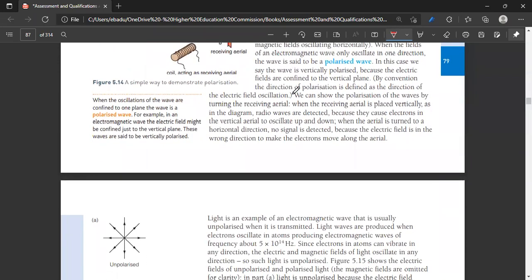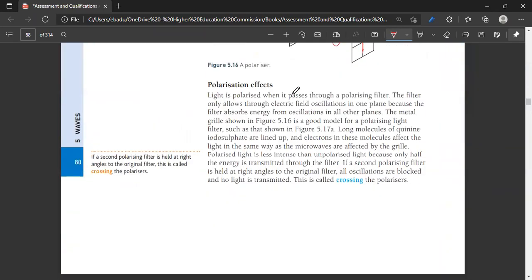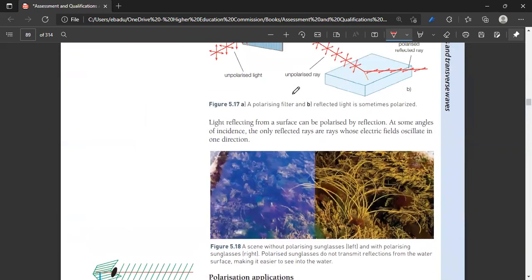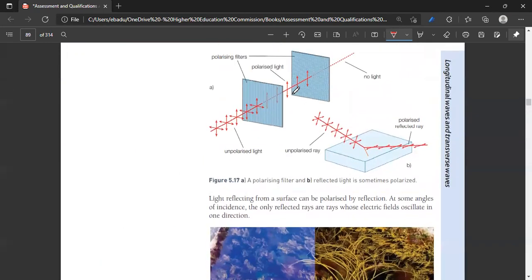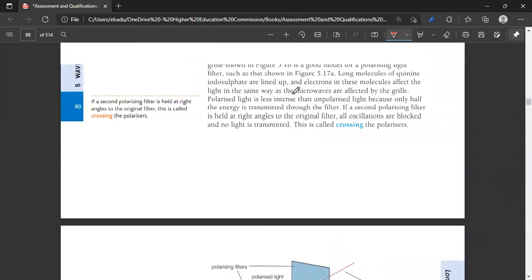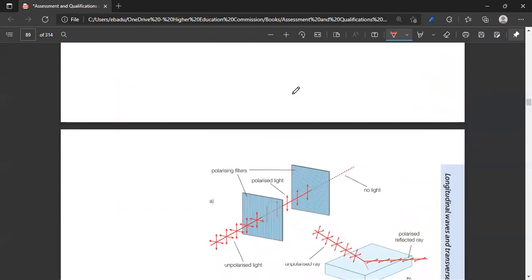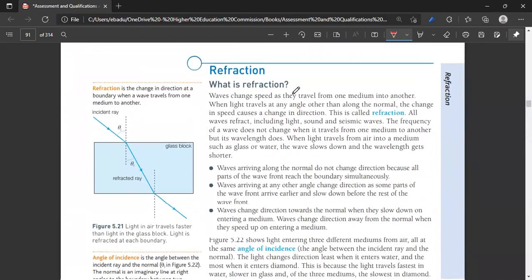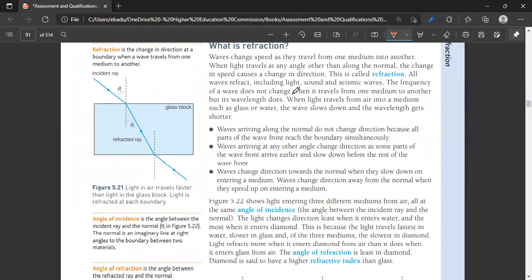Now this is again polarization. Polarizing is basically how a wave is charged. A wave can also be charged, and how that charged wave travels through it. Okay, all right.